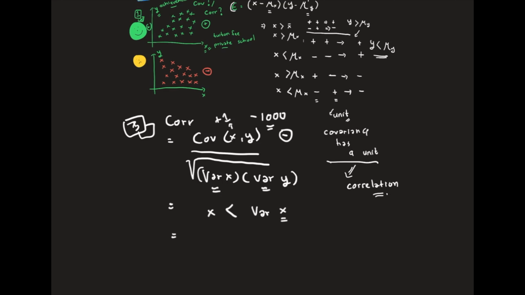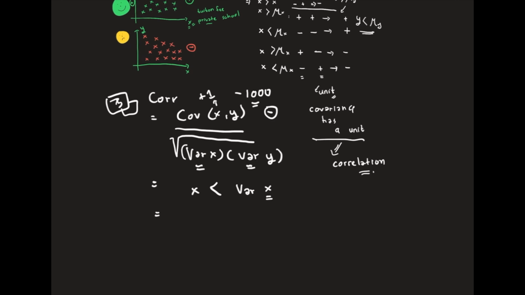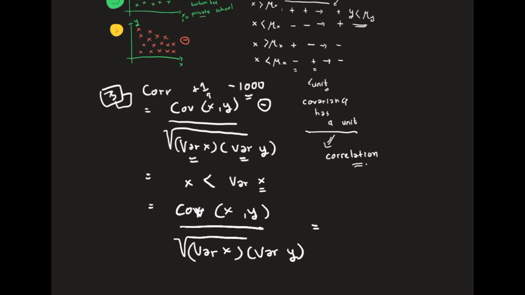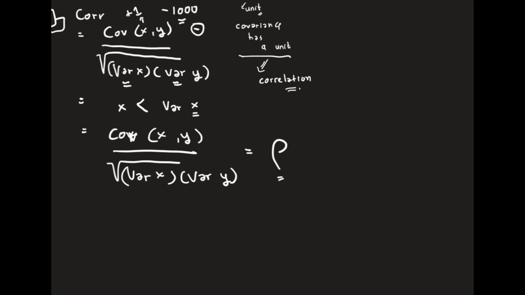So that's why if we put, for example here, the covariance of x and y divided by var x and var y, and then we call it rho, because usually correlation uses rho, it will always be between minus 1 and 1. So this is the value of the correlation.